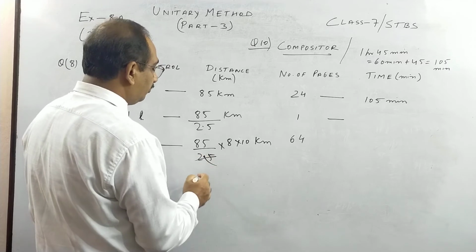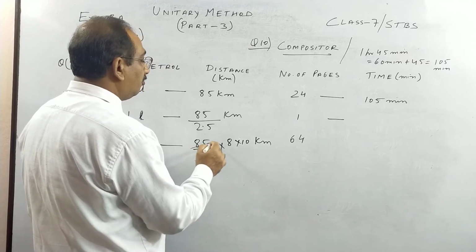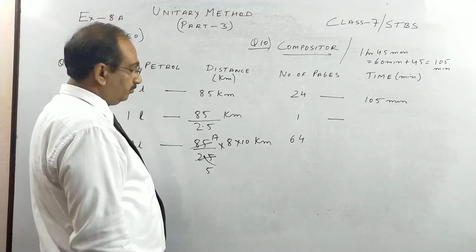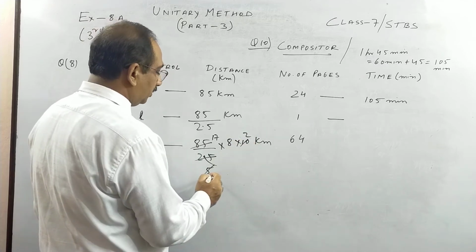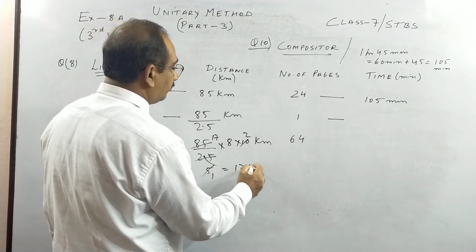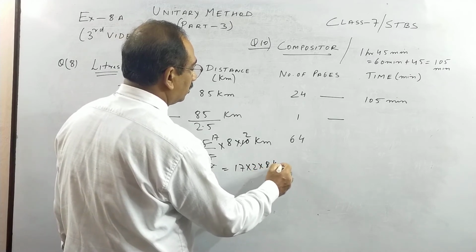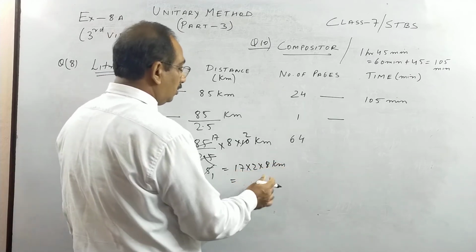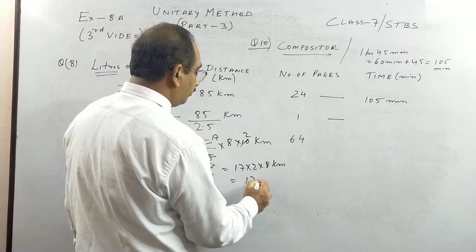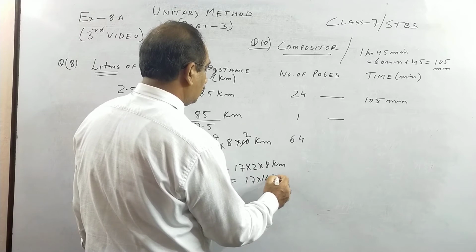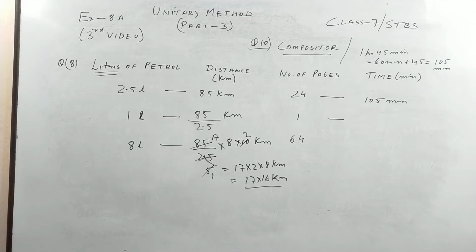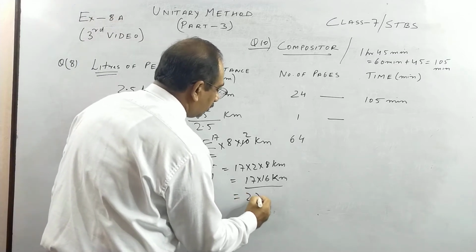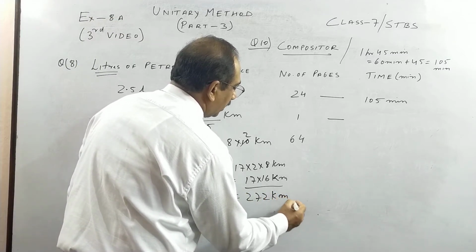So let us cancel 5. 5 5s are 25, 5 17s are 85. 5 1s are 5, 3 will be there, 5 7s are 35. This 5 will go 2 times. Okay, so my final answer is 17 into 2 into 8 kilometer. So this is, you can see, 17 into 16 kilometer. Okay, so if you multiply, you will get 272 kilometer.